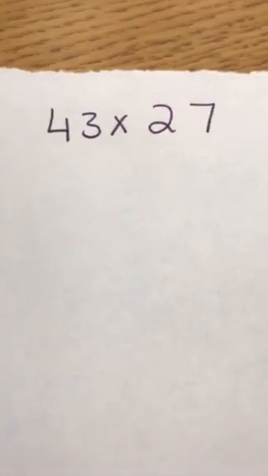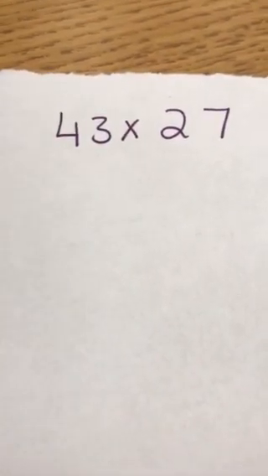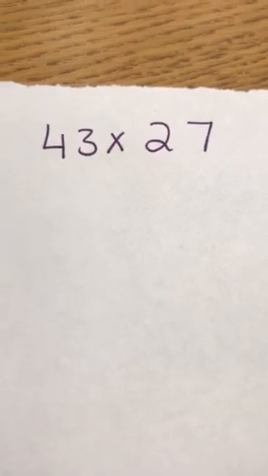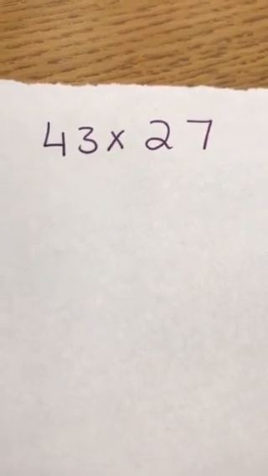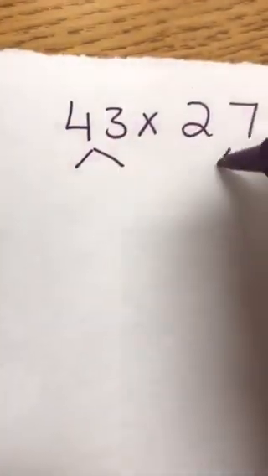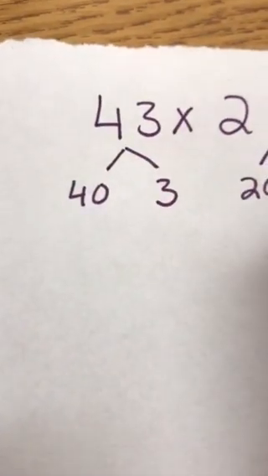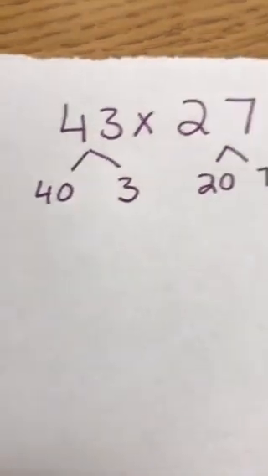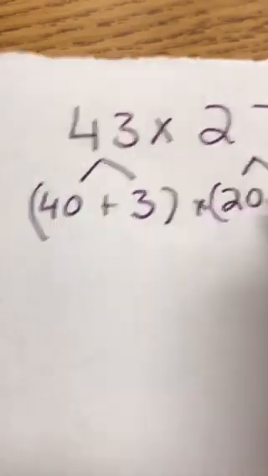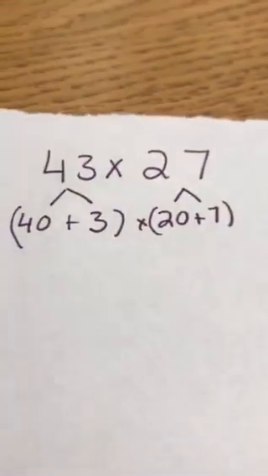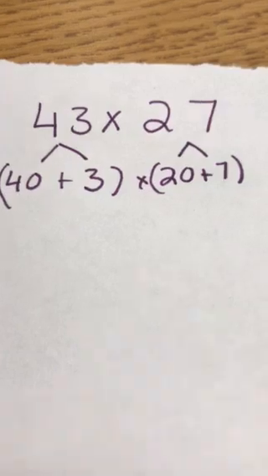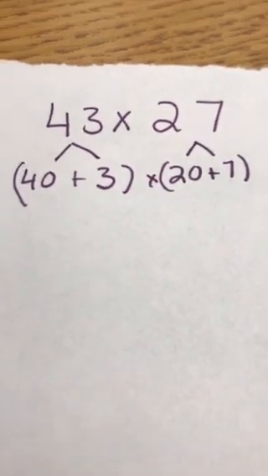Today we're going to look at using the distributive property to multiply 43 by 27, and we're going to organize our thinking using the area model. So we're going to start by decomposing our two factors into the addends of 40 and 3 and 20 and 7. Okay. And we want to multiply all of those pieces together. So we're going to use the area to help us figure this out and to organize our thinking.